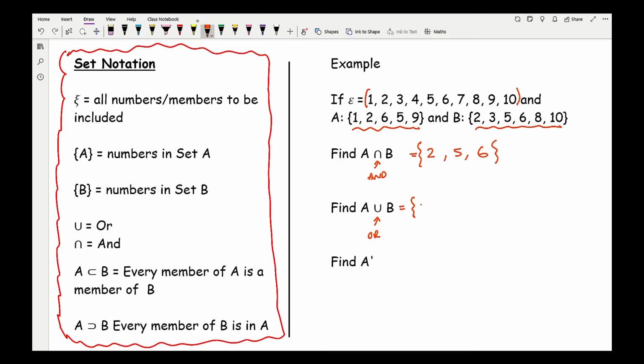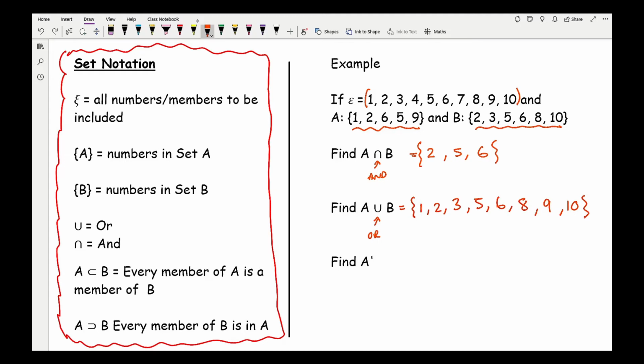So that's going to be 1, which is in A, 2, which is in both, 3 which is in B, 4 is not appearing anywhere, so I missed that one out, 5 which appears in both, 6 appears in both, 8 which appears, there's no 7, 8 which appears in just B, 9 which appears in just A, and 10 which appears in B. And so there I've highlighted all the numbers that are in either A or B.